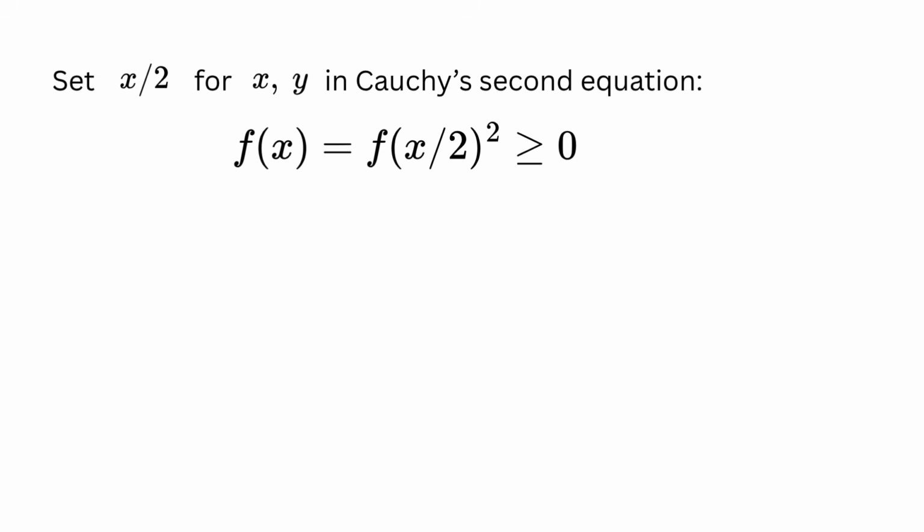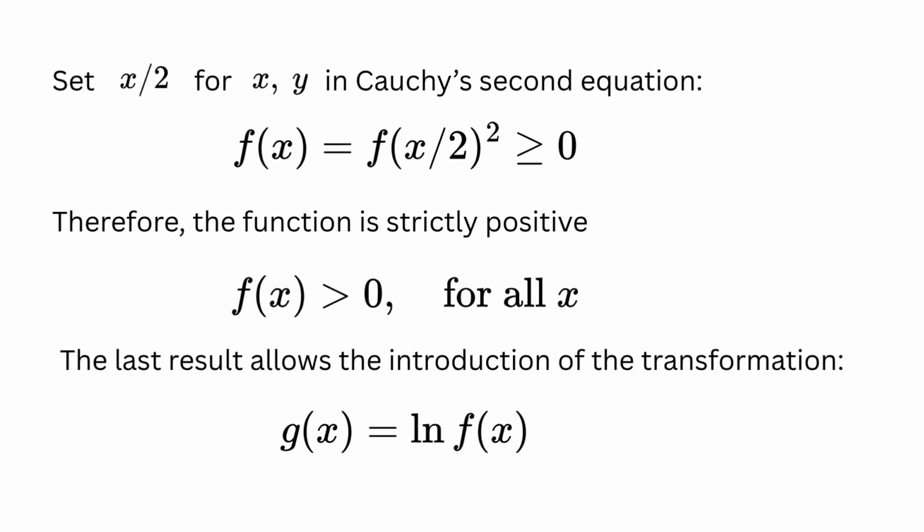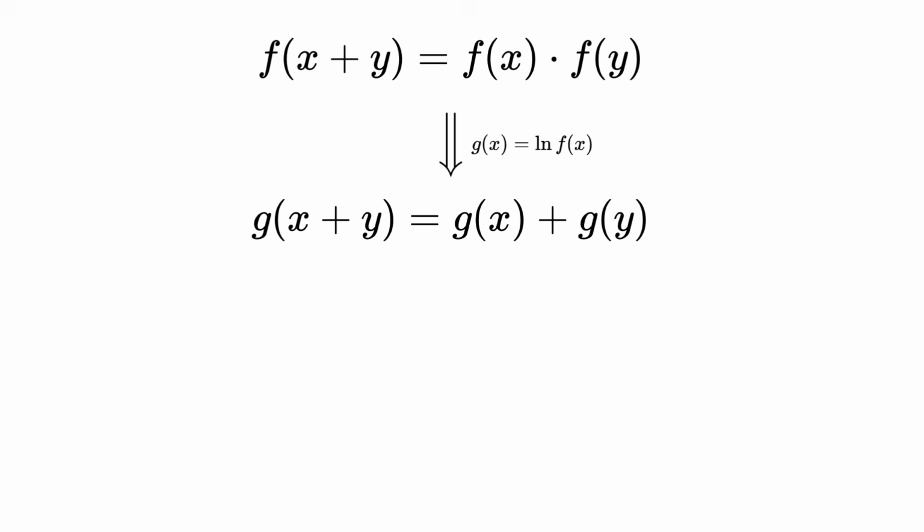Now let's set x over 2 in place of both arguments x and y in Cauchy's equation. Then, it is immediate that f of x is non-negative. Therefore, the function f is strictly positive for all real numbers. The last result allows to introduce the function g, which is the logarithm of the function f. It is now straightforward to see that, by taking the logarithm of Cauchy's second equation, we recover Cauchy's first equation in terms of the function g. We have thus transformed the second equation to the first equation.